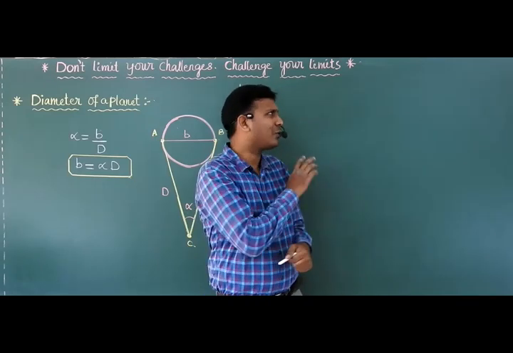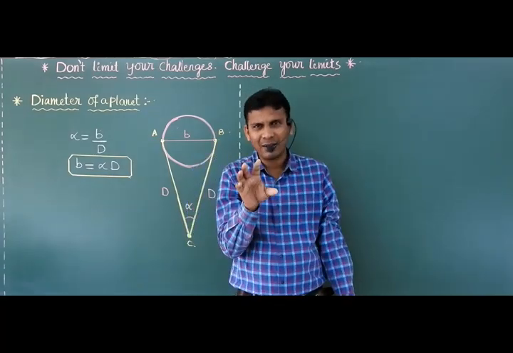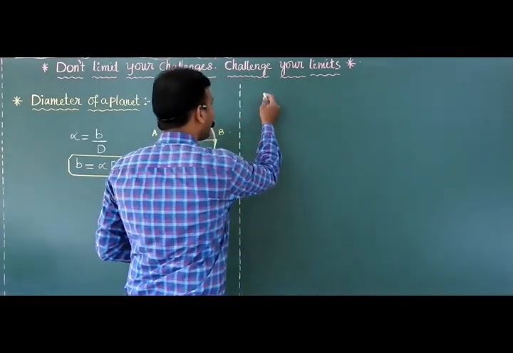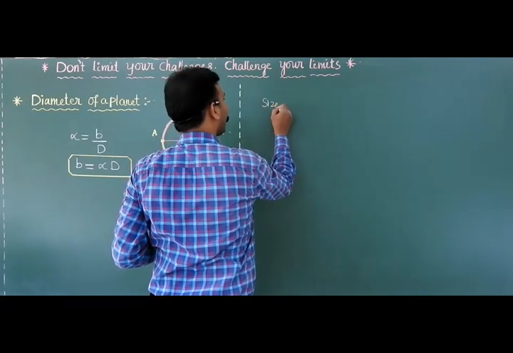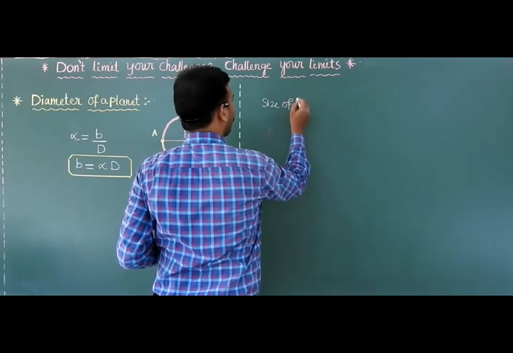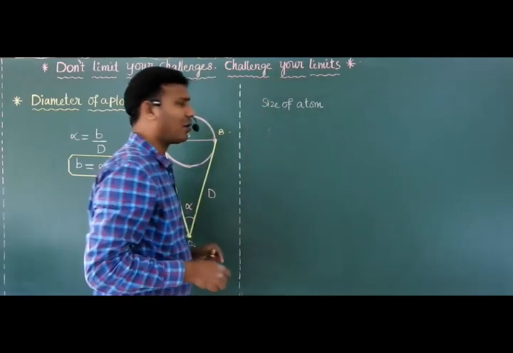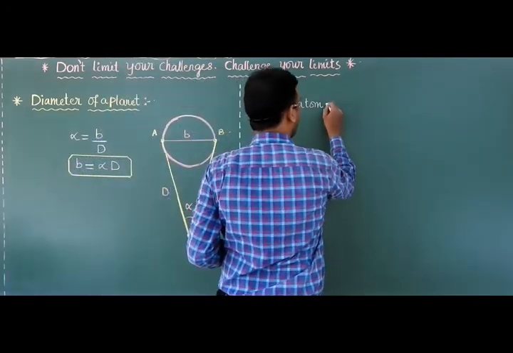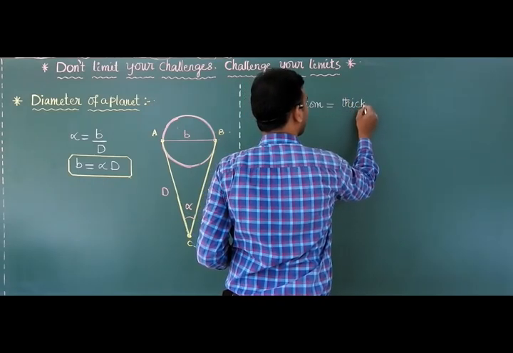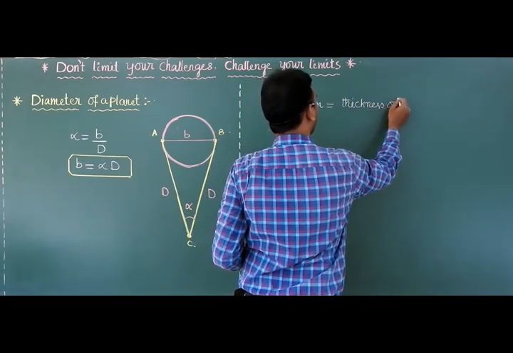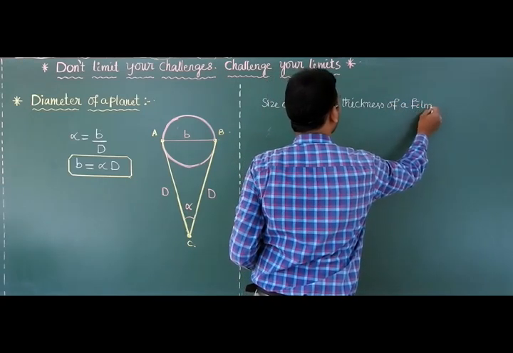So here I don't want to write the formula to find the very small distances. Just I will write like this: to measure small distances, the size of an atom or molecule is equal to the thickness of a film.